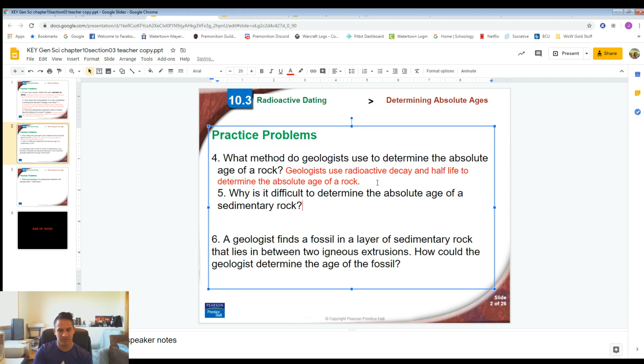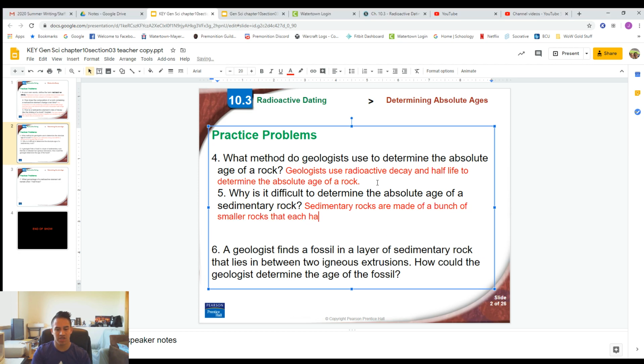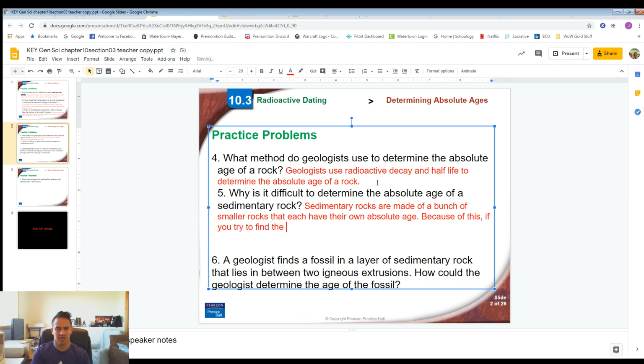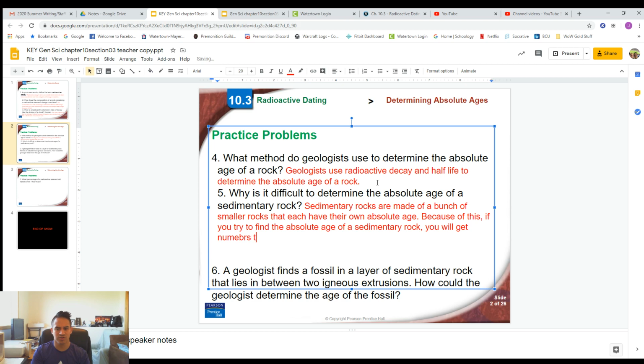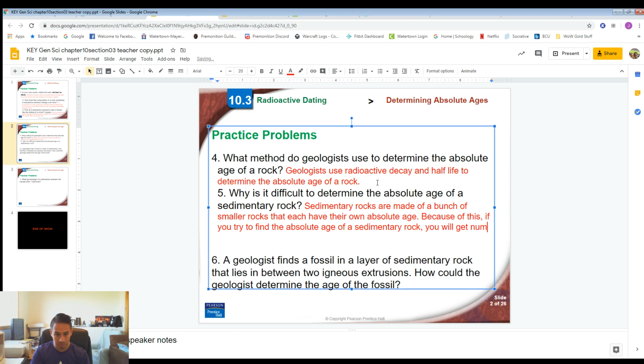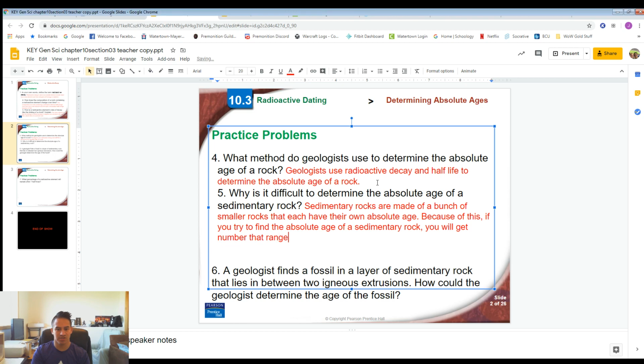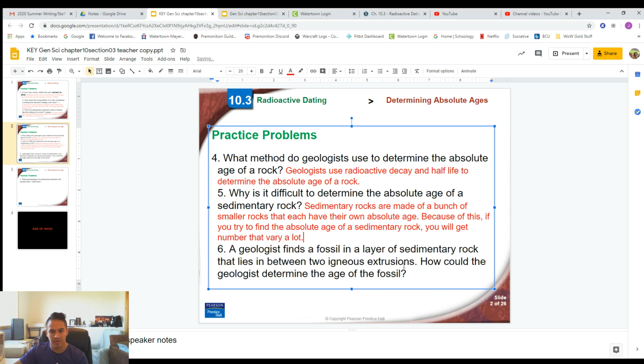So we're going to say something along those lines. So we'll say that sedimentary rocks are made of a bunch of smaller rocks that each have their own absolute age. Because of this, if you try to find the absolute age of a sedimentary rock, you will get numbers that range or that vary a lot. Something like that.